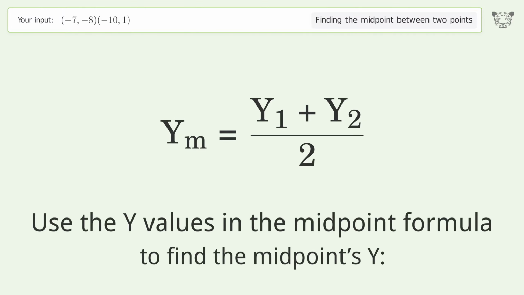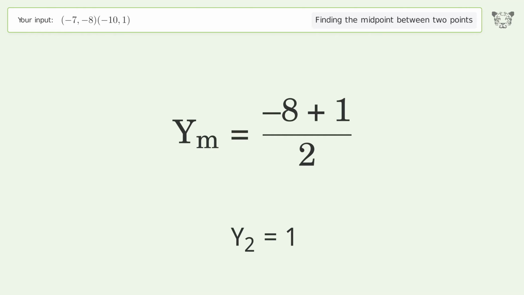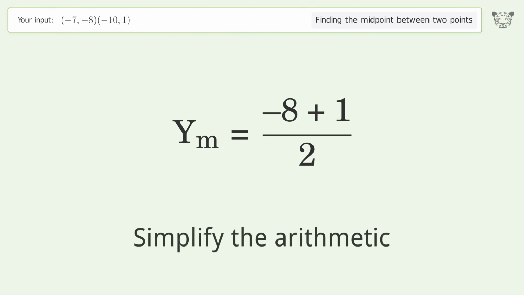Use the y values in the midpoint formula to find the midpoint's y. y1 equals -8. y2 equals 1. Simplify the arithmetic.